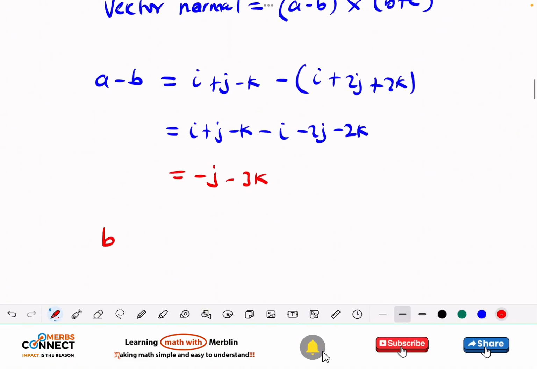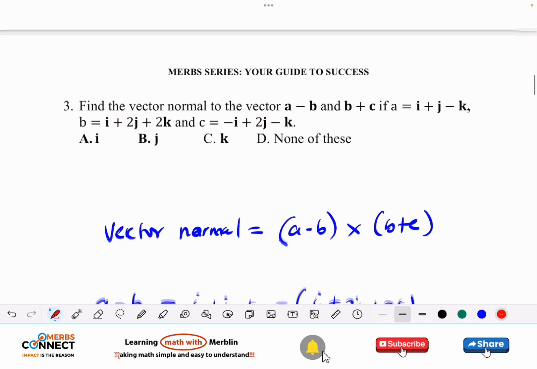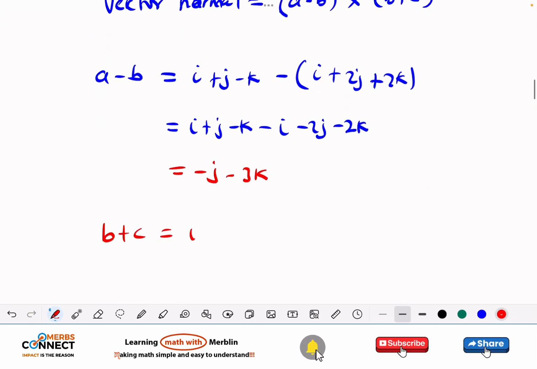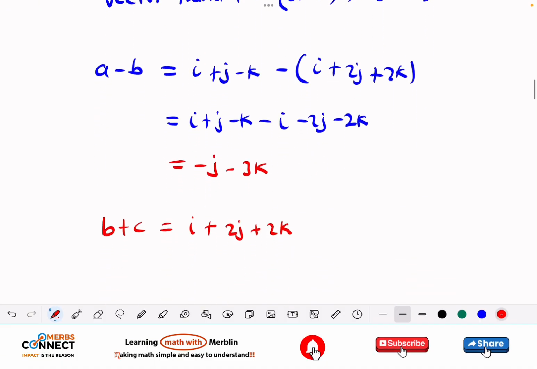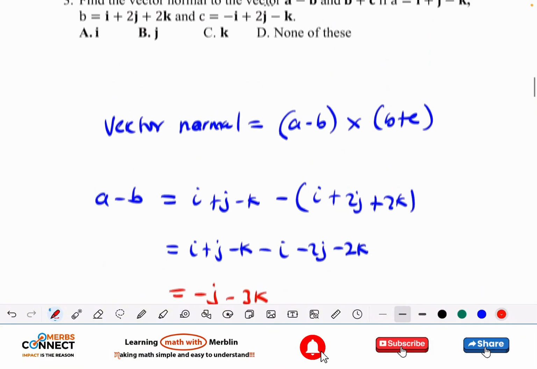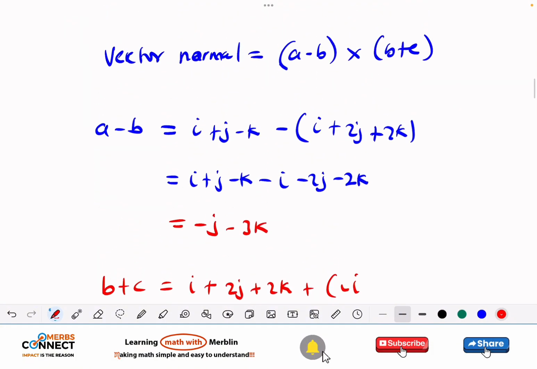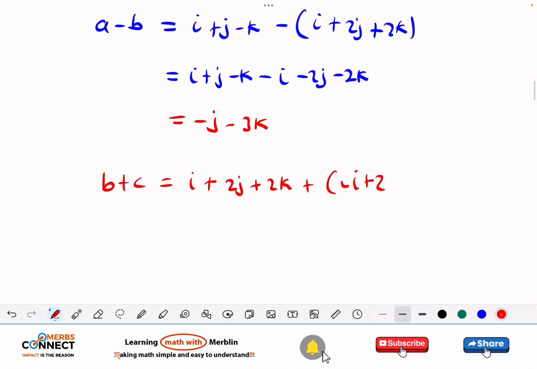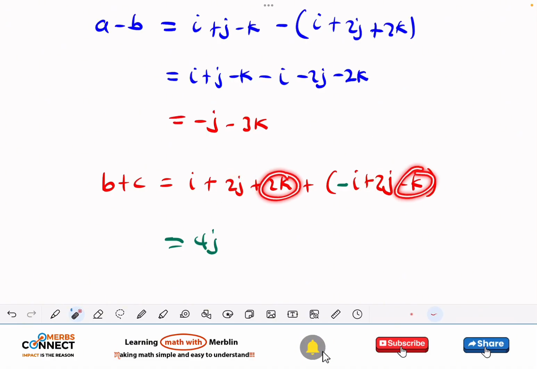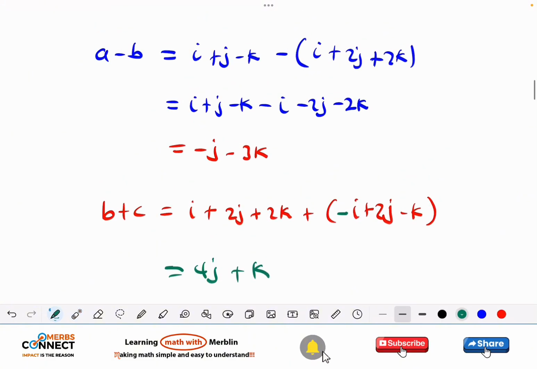Let's look for B plus C. So what is B? B is i plus 2j plus 2k, and then C is minus i plus 2j minus j. So when I do that, this and this will be 0, this and this will be 4, and this will be 1, so plus k. So this is what we are going to get.